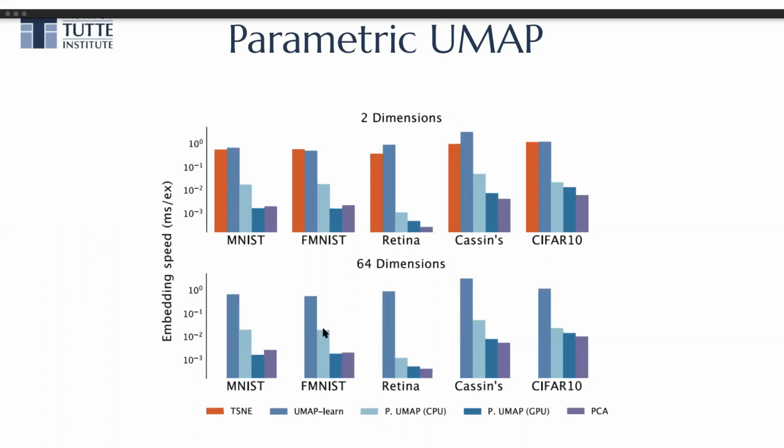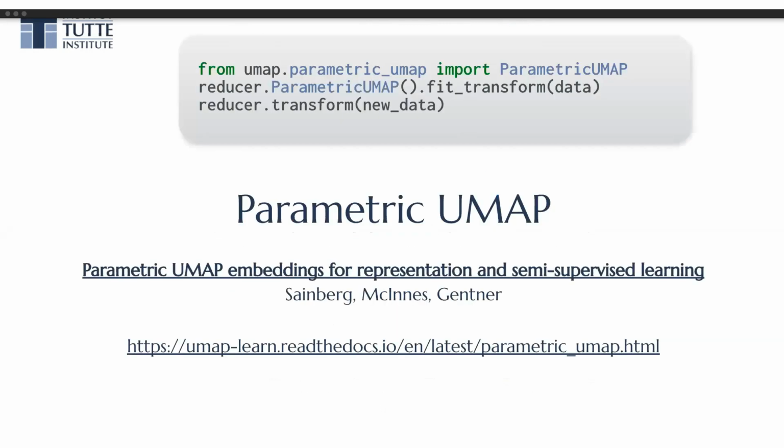For contrast, you can see over here, this is parametric UMAP running on a CPU, and the dark blue bar on the far left is our normal dot transform function from UMAP. And so significant speed ups if you need to be transforming large amounts of data. The code is pretty straightforward. Again, this all fits with the sklearn architecture, which is great, an API. You can find more details in this very nice paper by Sainburg, McInnes, and Gentner, or again, on the Read the Docs page.